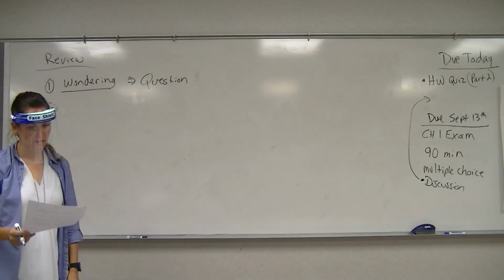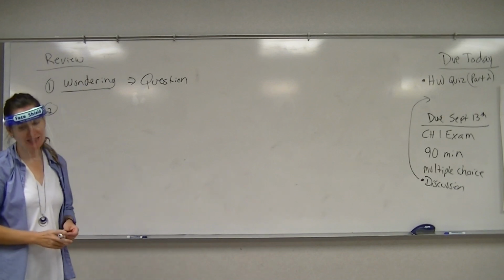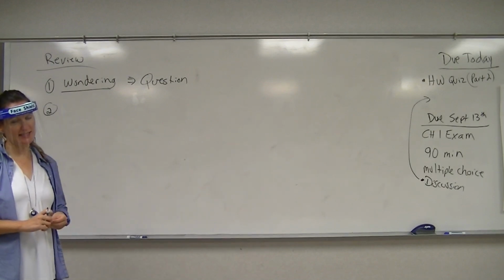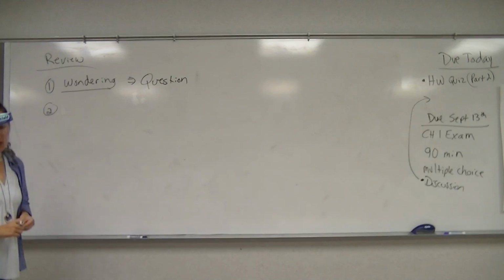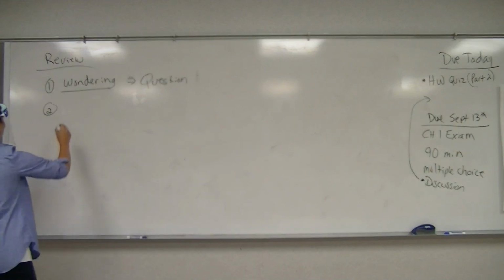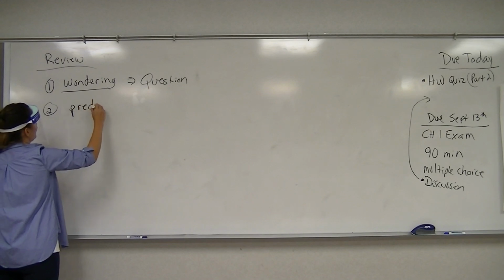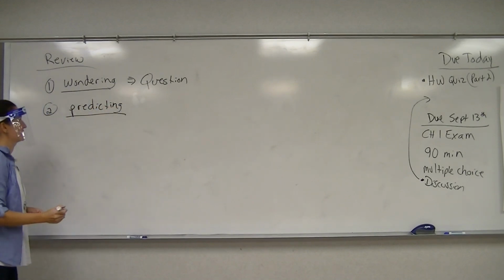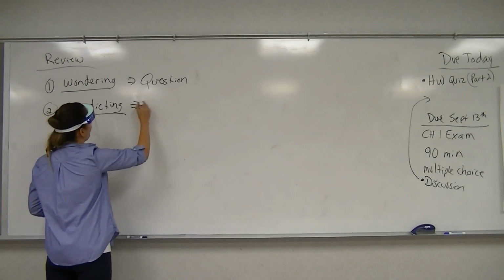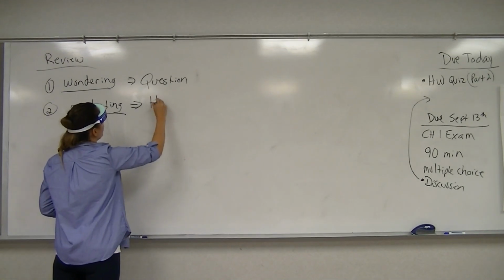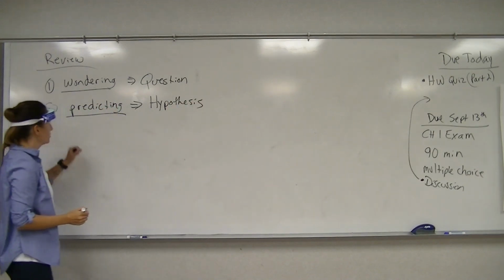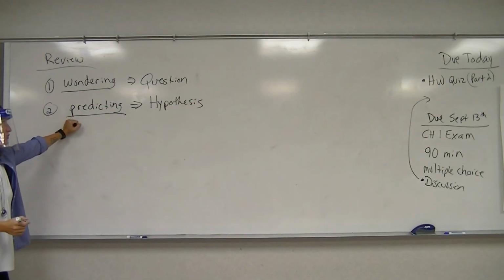So the second one, a scientist predicting that mice will grow larger if given vitamin C. So predicting, exactly. That's the word that's going to help you figure it out. So predicting, educated guess. So what step would that be? Hypothesis. You are predicting, you are guessing. There's no proof behind it yet, so it's not a theory.